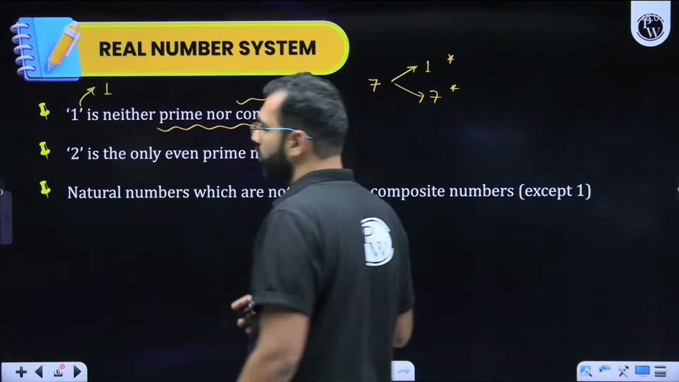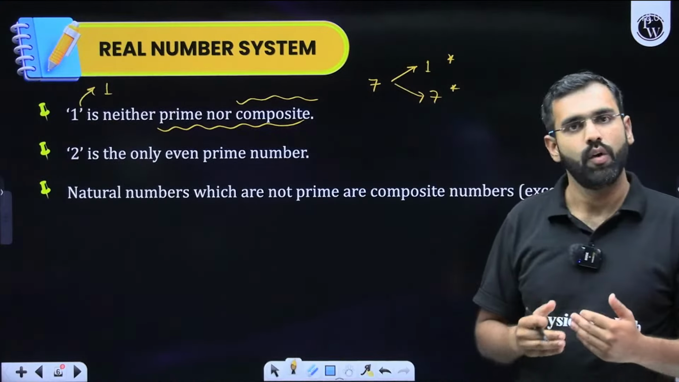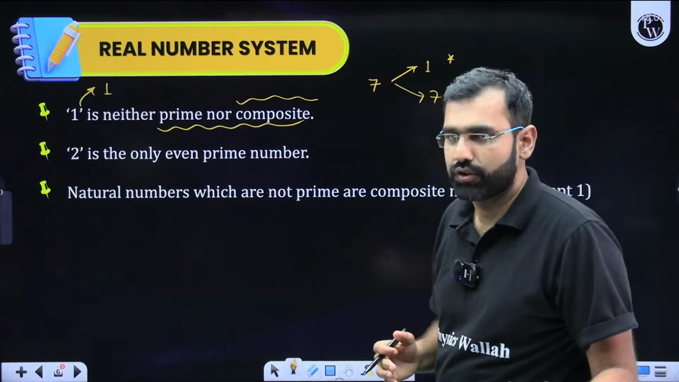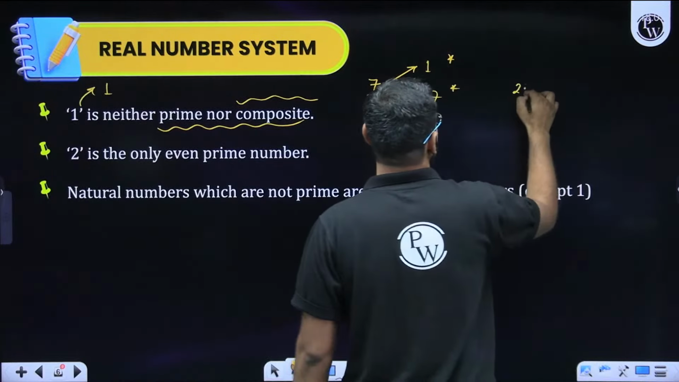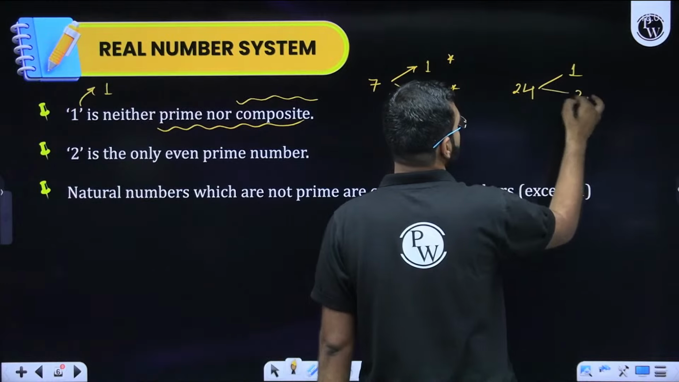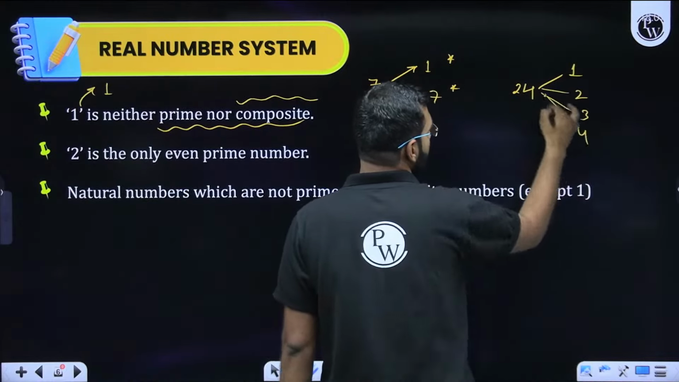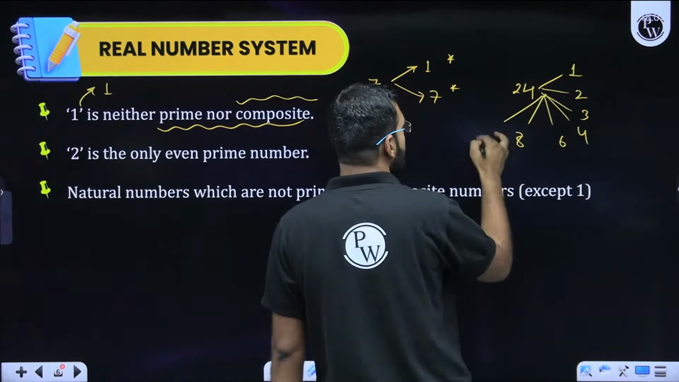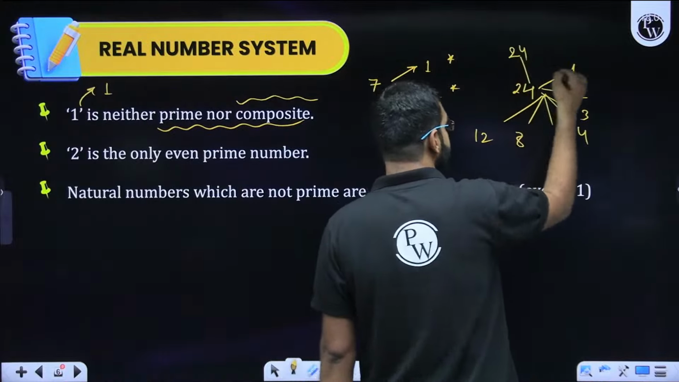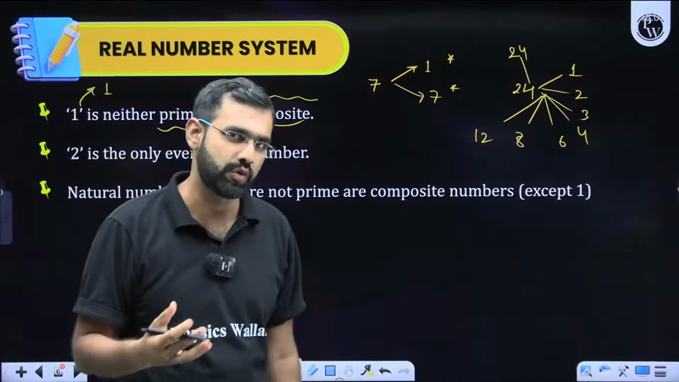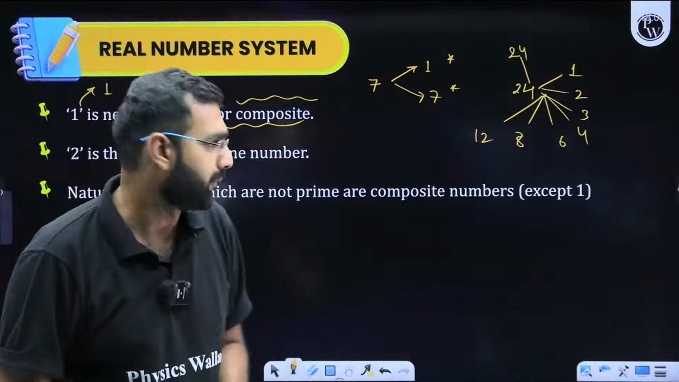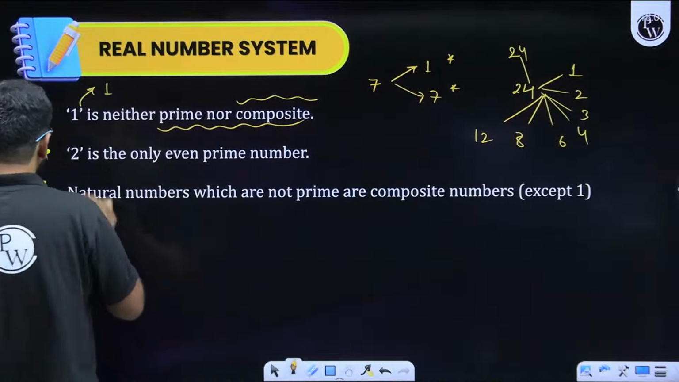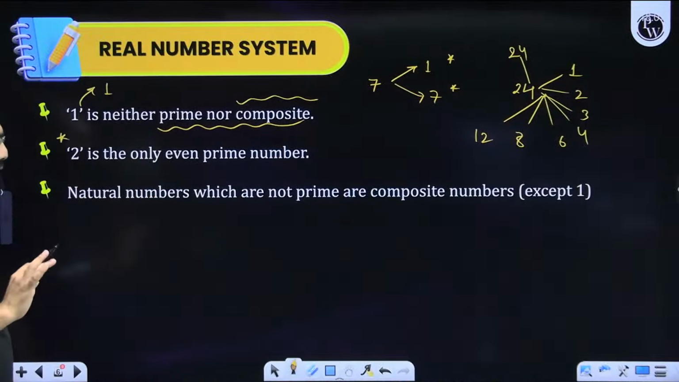But when you talk about composite numbers, these are the numbers which have more than two factors. For example, 24 is divisible by 1, 2, 3, 4, 6, 8, 12, and of course 24. So it has more than two factors, which means this is a composite number. Everybody with me on this? I hope you know that 2 is the only even prime number. We all know these basics.